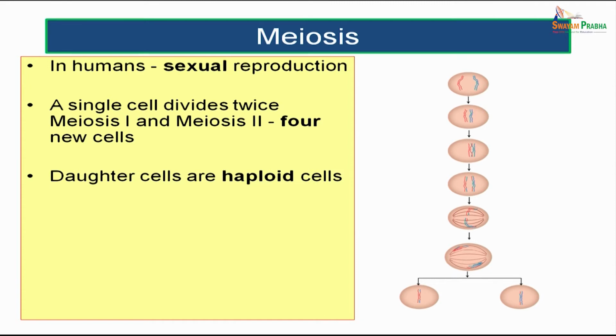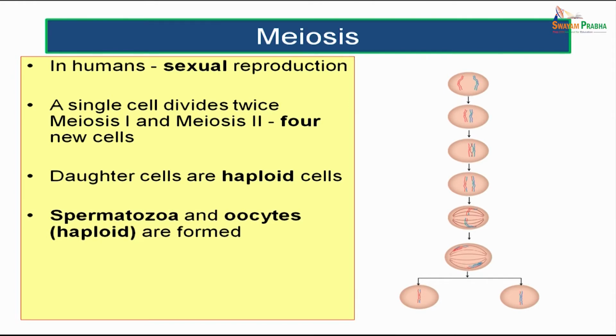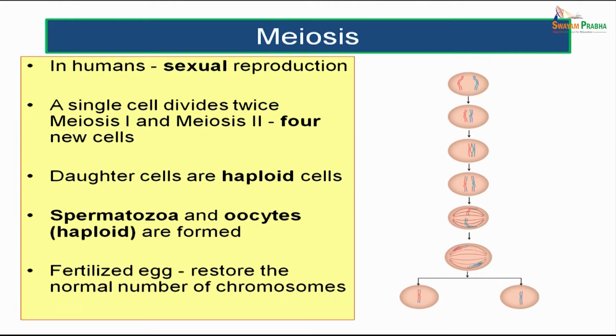And the importance of this division is that the daughter cells will be haploid, the chromosome number will be haploid. This is the process by which we have the formation of spermatozoa and oocytes, which are again haploid in chromosome number, so that the fertilized egg will be able to restore the normal number of chromosomes.